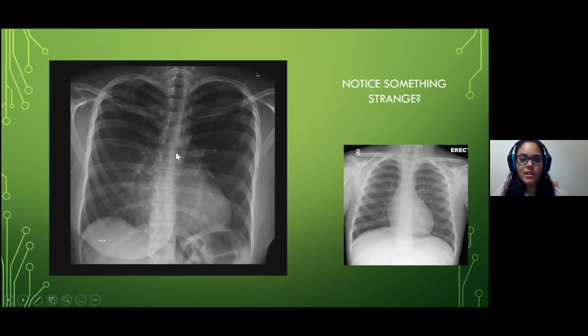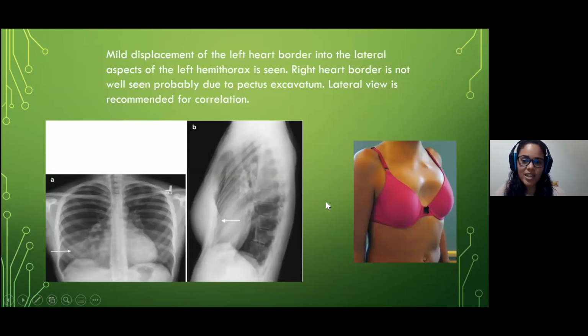So yeah, those were the major findings, because she also has the anatomical variation of pectus excavatum, which, I mean, patients are asymptomatic with almost all the time. If they do develop symptoms, it would be things like shortness of breath. But this was interesting because I was like, oh my God, another thing with her. The radiologist said on the report, mild displacement of the left heart border into the lateral aspects of the left hemithorax, and the right heart border is not well seen, probably due to pectus excavatum. So a lateral view is recommended for correlation.